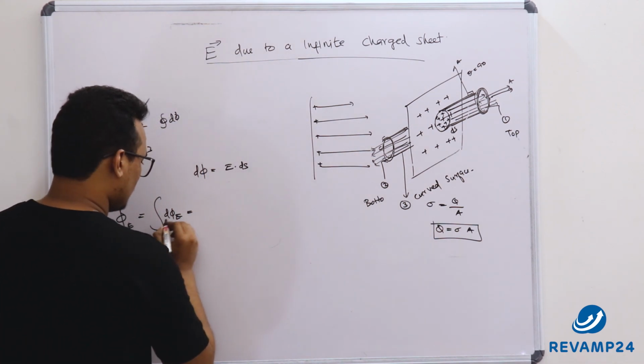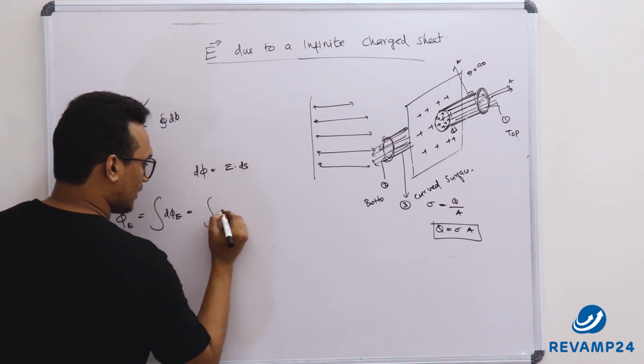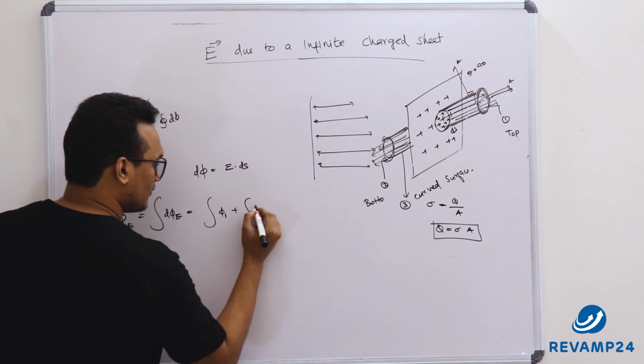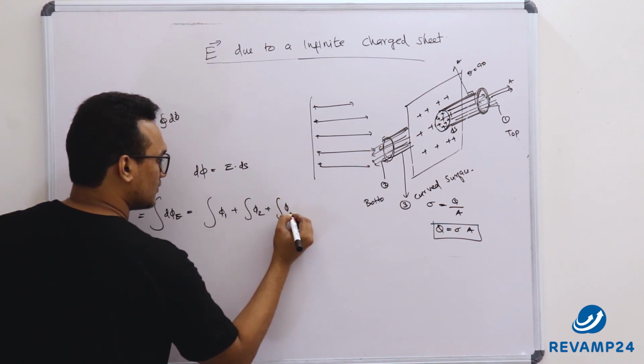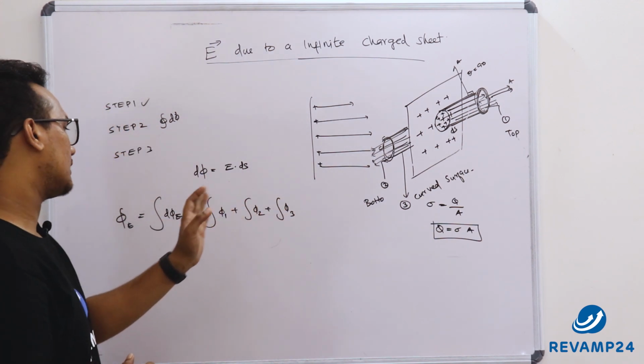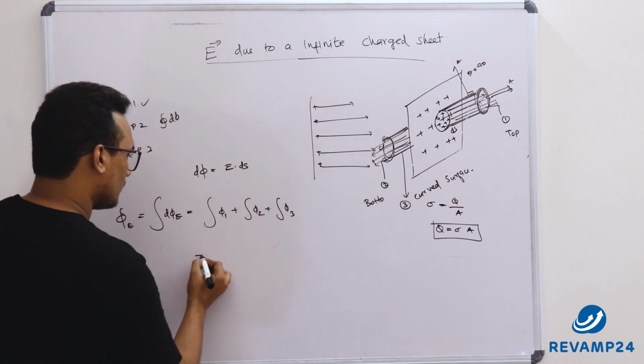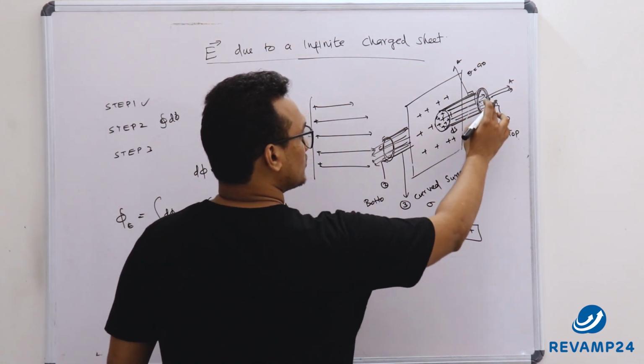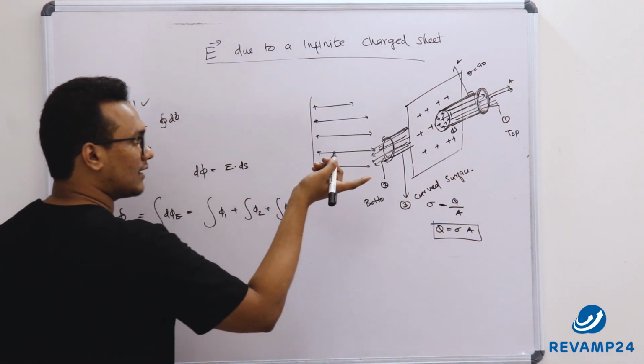So we have three surfaces. This is nothing but integral phi 1 plus integral phi 2 plus integral phi 3. After adding all these values, I'll get the net flux. Now phi 1 and phi 2, both of them are parallel, so the angle is 0.